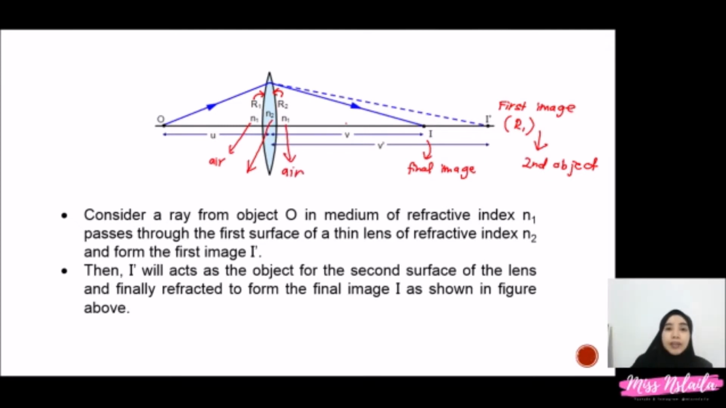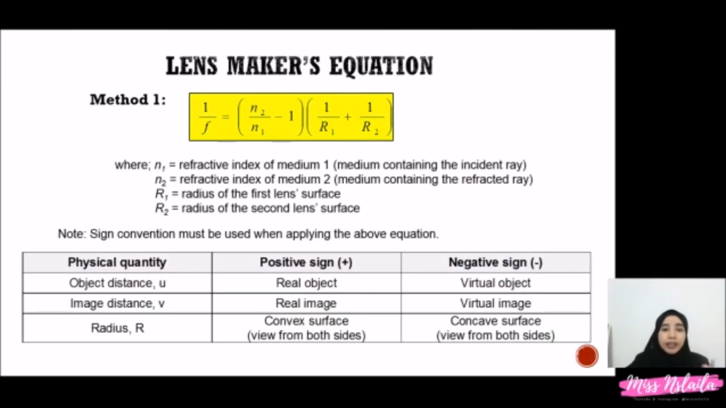Okay, from this ray diagram, there is a derivation until we get this lens maker equation. So there are two methods for this equation. The first one is 1 over F equals, in bracket, N2 over N1 minus 1, close the bracket, times, in bracket, 1 over R1 plus 1 over R2. So 1 over F, F is the focal length of the thin lens. Although it has two R, R1 and R2, it will only have one focal length.